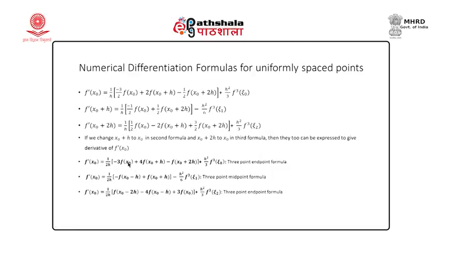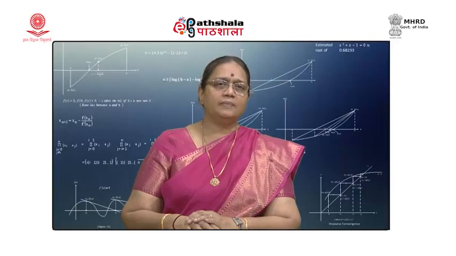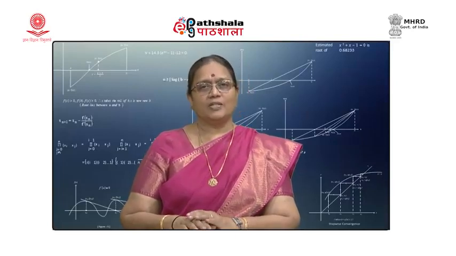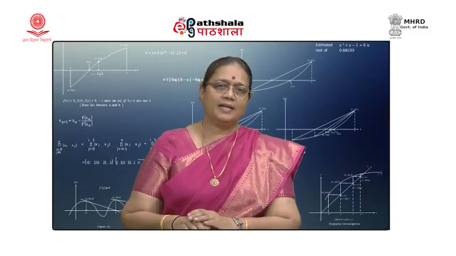Now, if you look at the first and third formula, they are called endpoint formulas, and the second formula is called the midpoint formula. The reason is that the derivative we are estimating at the point x0 is at a midpoint, and the other 2 points are on the two sides of x0: x0 minus h, x0 and x0 plus h. These are the 3 points, and we are estimating the derivative at x0.